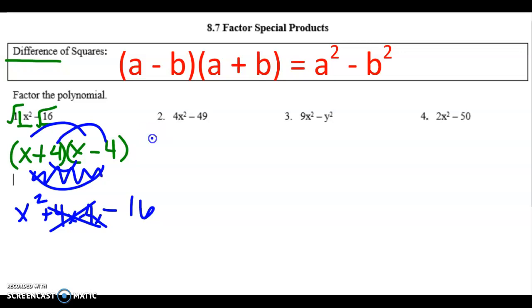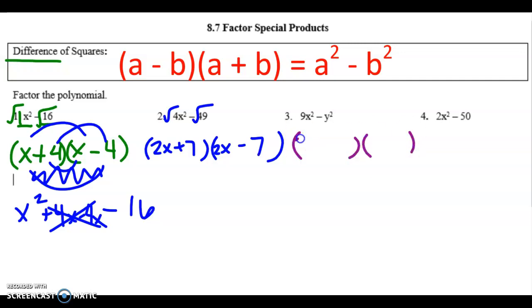So when I look at number 2, all I need to do is, do I know the square root of both of these? Well, then that's going to be 2x plus 7 and 2x minus 7. All right, again, I know the perfect squares of the next two. So it's going to be 3x and y, and then I'm going to have 3x and y, and again, a plus and a minus throughout.